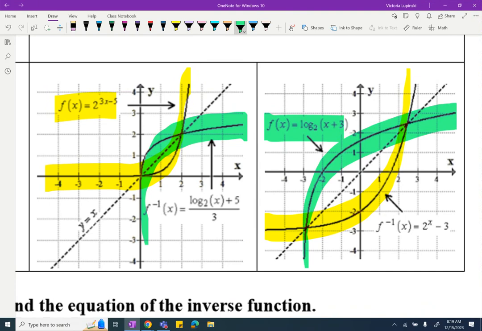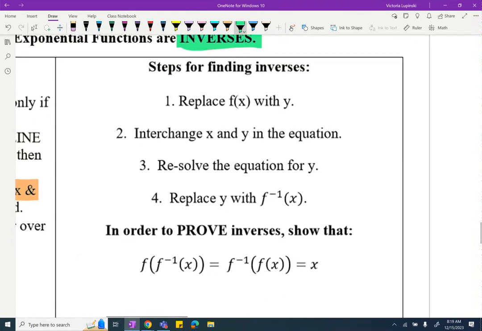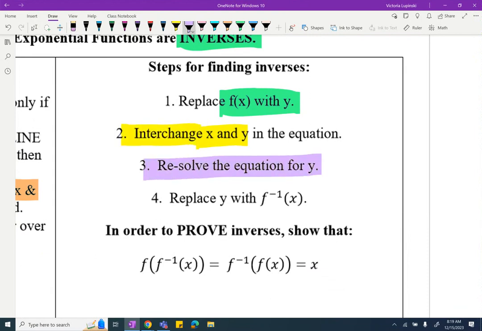If we had more time before winter break, we would probably graph both of them together. For now, graphing them separately is fine. And then how do you find the equation of the inverse? Well, there's a 4-step process, which is what we're going to do to finish up. So let me remind you. Step 1, replace f of x with y. Step 2, interchange x and y in the equation. Step 3, resolve for y equals. And last but not least, call it f inverse.